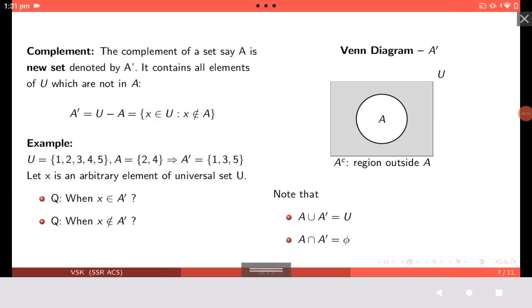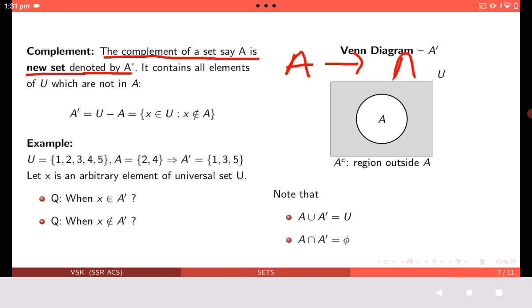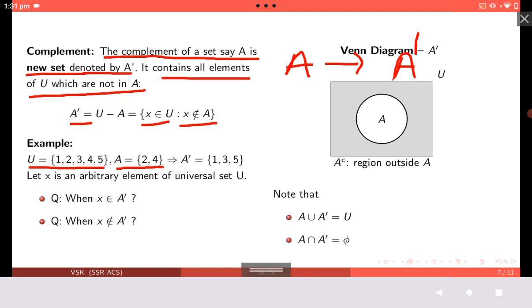Now let us talk about the complement. The complement of a set A is again a new set, which is denoted by A dash or A^c. It contains all elements of U which are not in A. So A dash contains all elements of the universal set which are not in A. For example, let U be {1, 2, 3, 4, 5} and A be {2, 4}. What will be in A dash, the complement of A? 2 and 4 are appearing in A, and the remaining elements will come in A dash. So 1, 3 and 5 will be A complement.